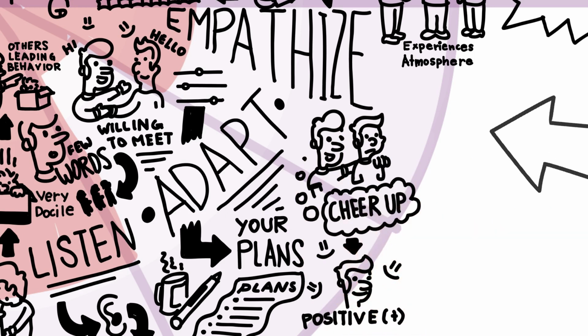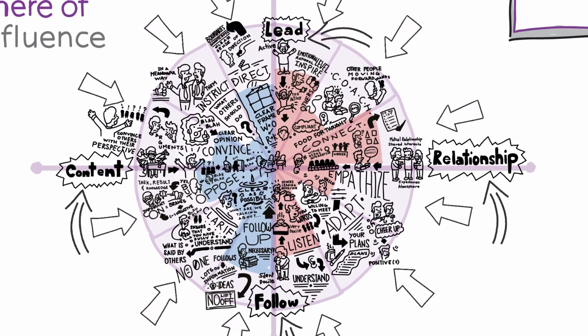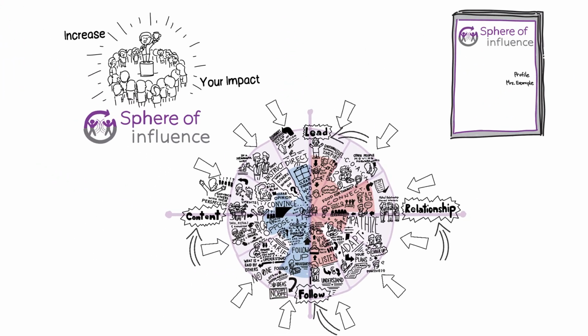To sum up, the Sphere of Influence model consists of 12 influencing styles that are determined by two axes: lead and follow, and content and relationship. Now you have the most important information you need to get started with your Sphere of Influence profile.